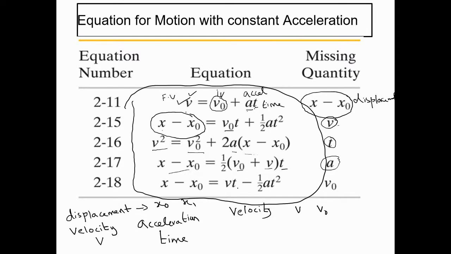Okay, let's come to our last equation: x minus x naught is equal to v t minus half a t square. So brother, how did we get this equation? For the first 4 equations, no problem, they are very easy. But how did we get the 5th equation?